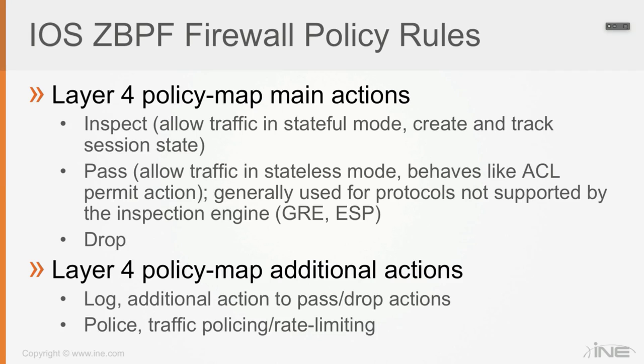So of course log can only be added, as I stated, as an additional action to pass or drop, not to inspect. Inspect has its own way to log a message or not to log a message. And police doesn't make sense with the drop action, right? So police cannot be used with drop. Police is going to be used with pass or inspect, for traffic policing or rate limiting. So as long as traffic is allowed by the router via inspect or pass, you should be able to police it.